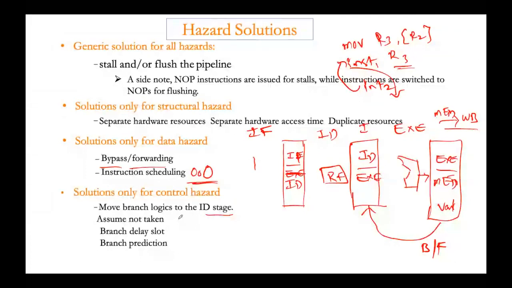Third, the branch delay slots: we have separated the independent instructions and the branch instructions too. If the branch is taken, then the independent instructions are flushed. If the branch is not taken, then the independent instructions continue executing. And the fourth one is branch prediction. As we said, we'll discuss this clearly in the next lecture.